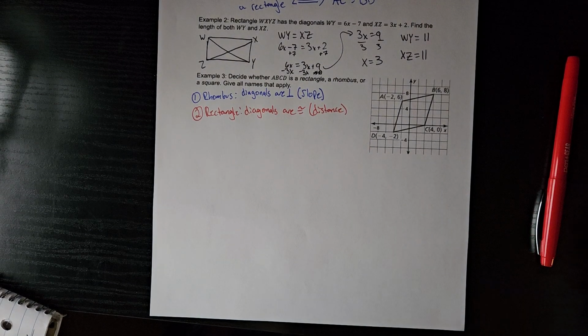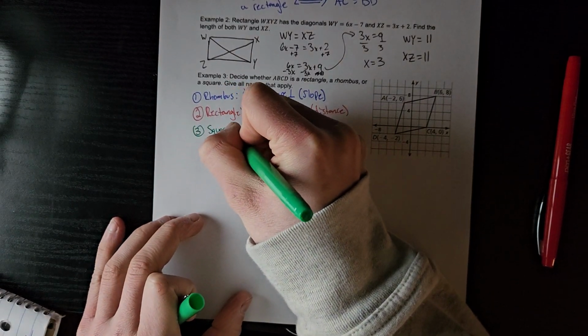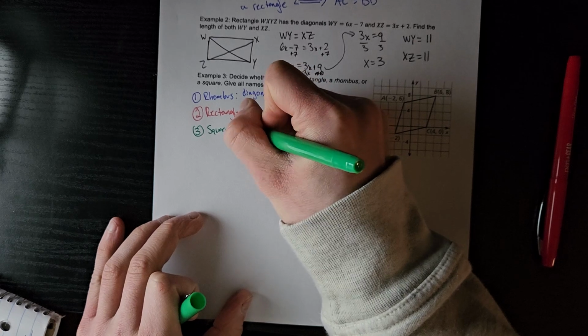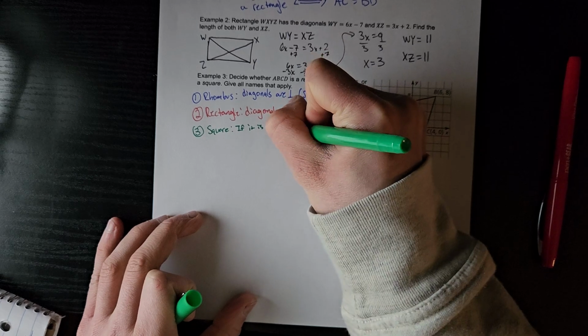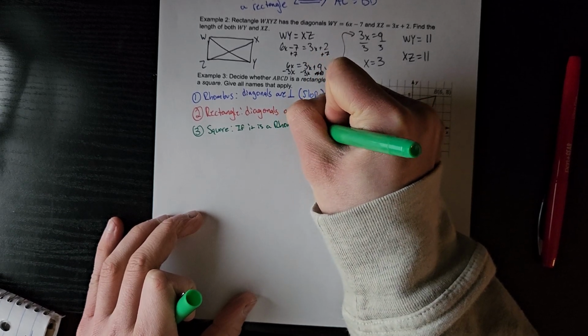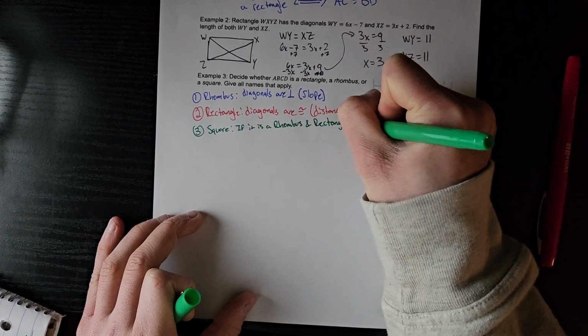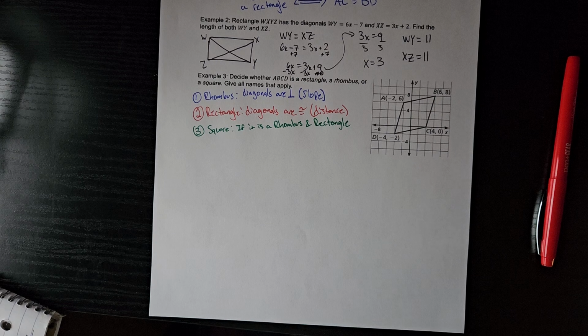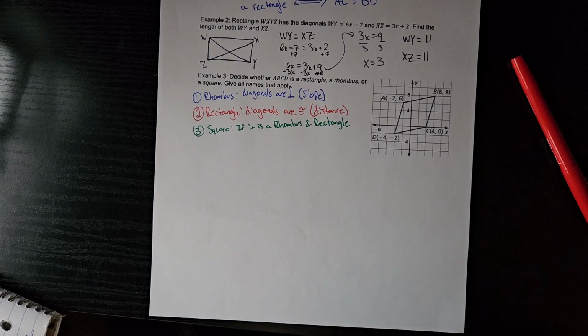How are we going to know if this is a square? We know it's a square if it is a rhombus and a rectangle, which is why we have to do both anyways to figure out if it's a square or not. So, yeah, it's required. Let's get started. Let's do the rhombus first.